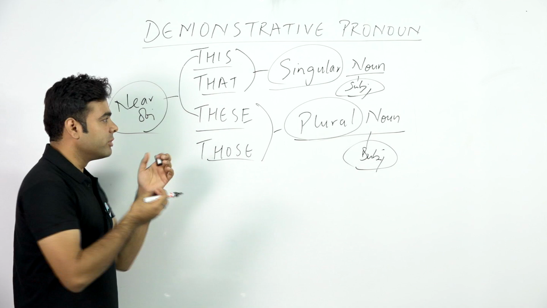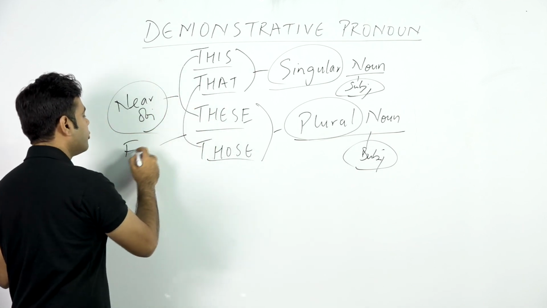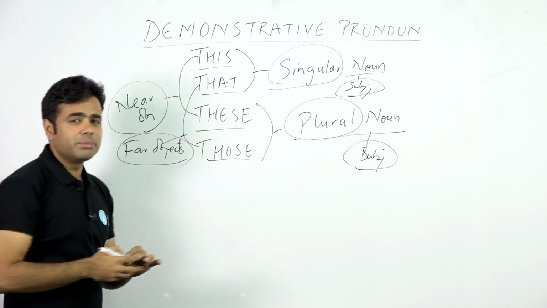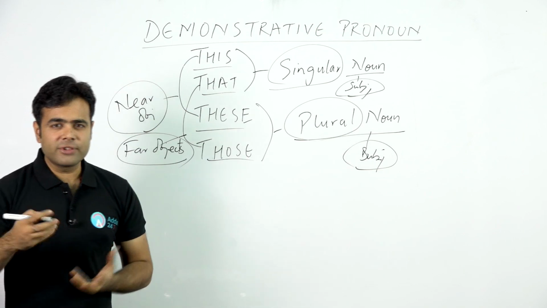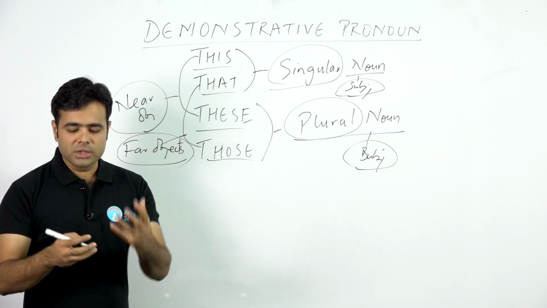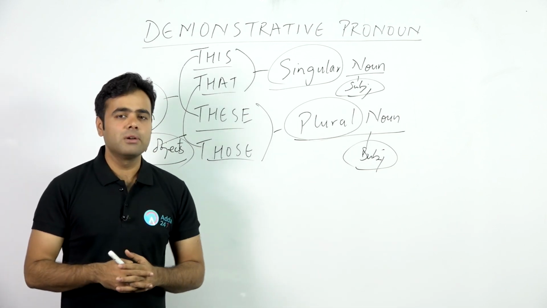I'll let you know with the help of an example. And these and those are used to show any kind of far object. Now many times students ask me, sir, what is the difference between near and far objects? How can we justify whether an object is near or far? So let me explain this with the help of an example. Let's check out the example.